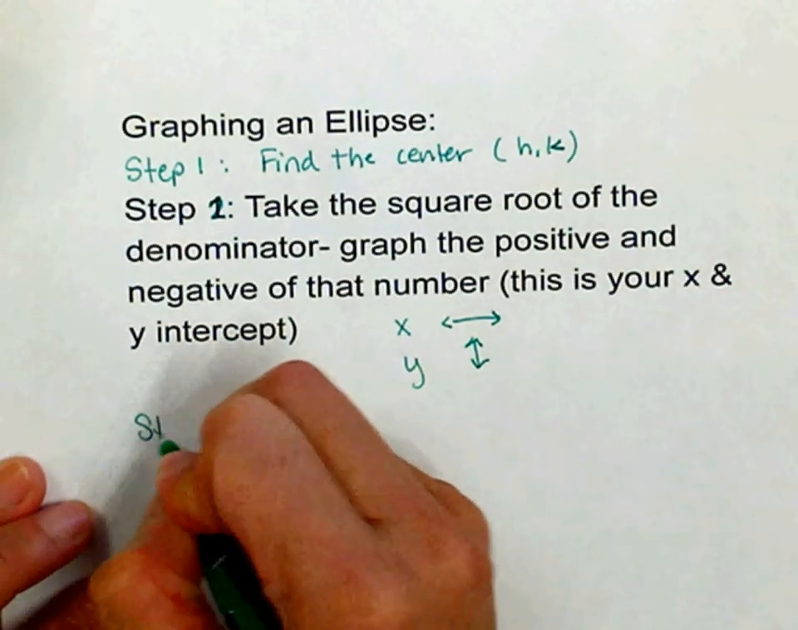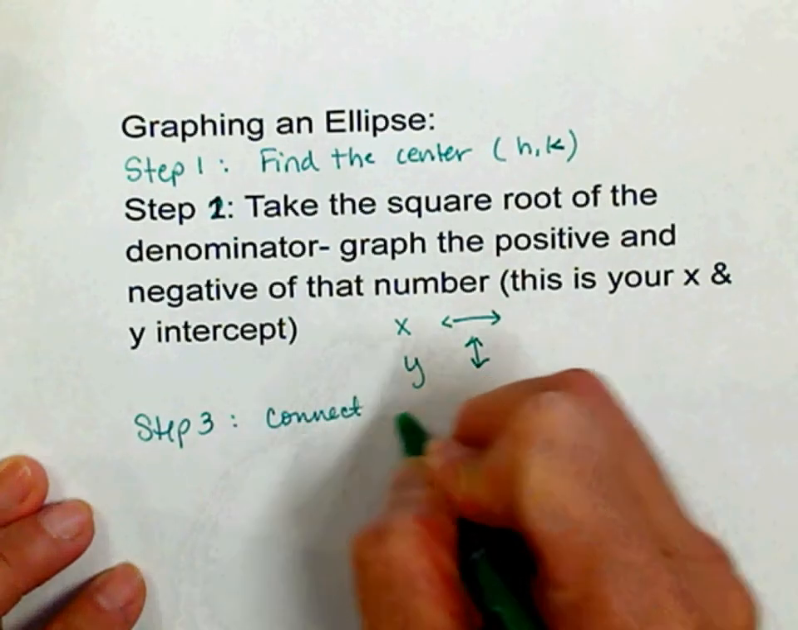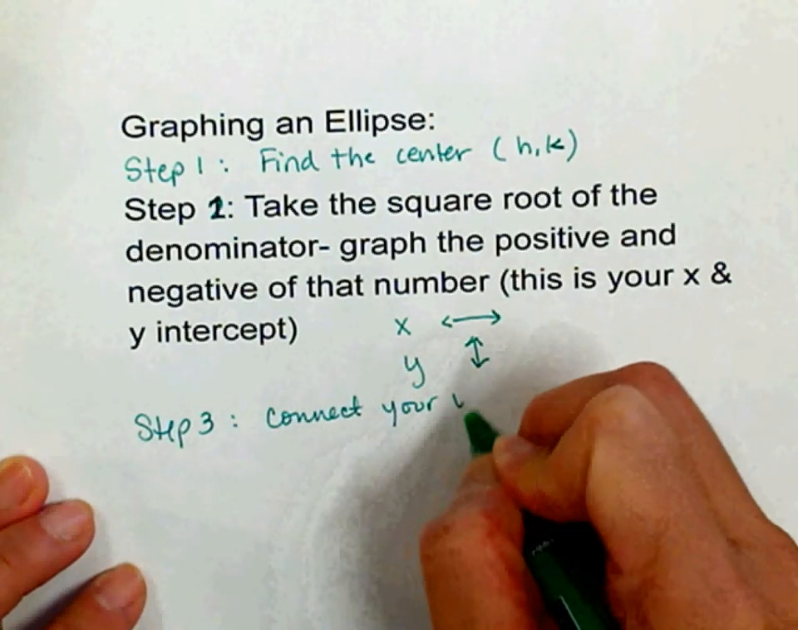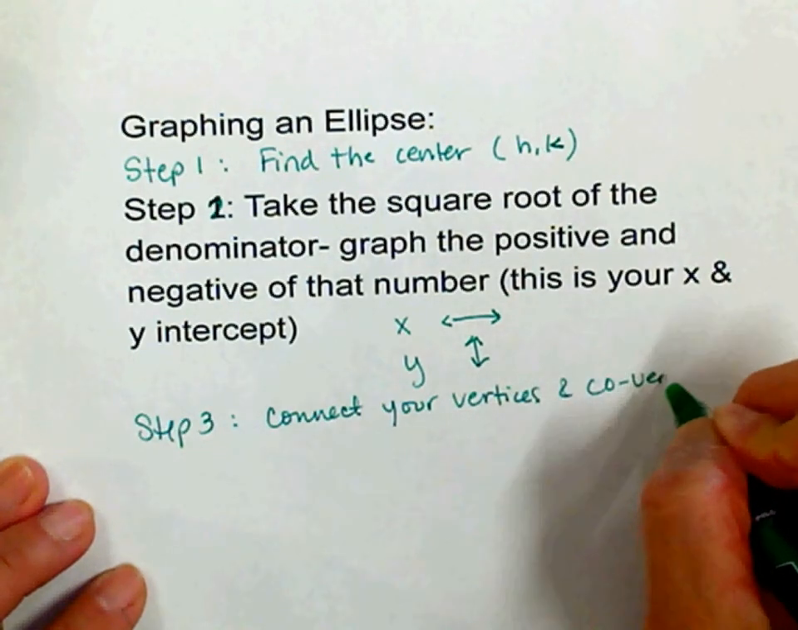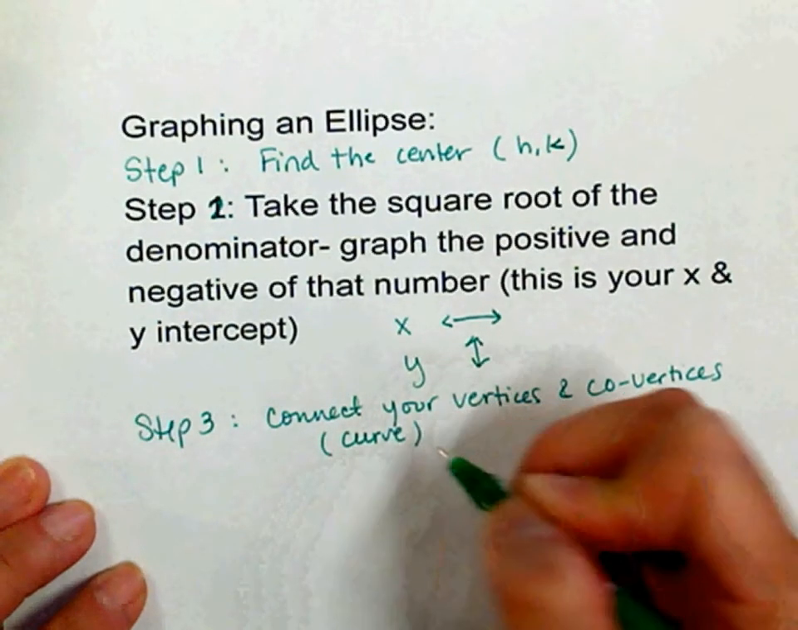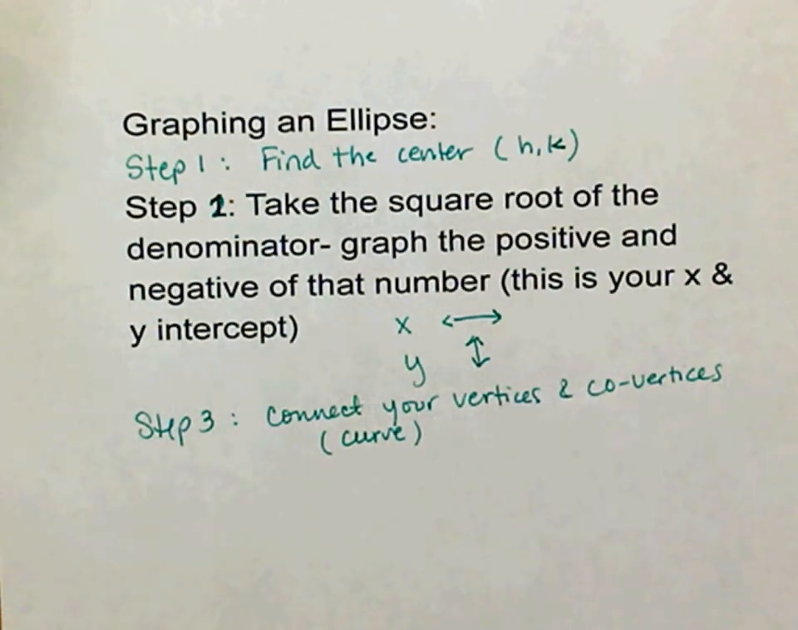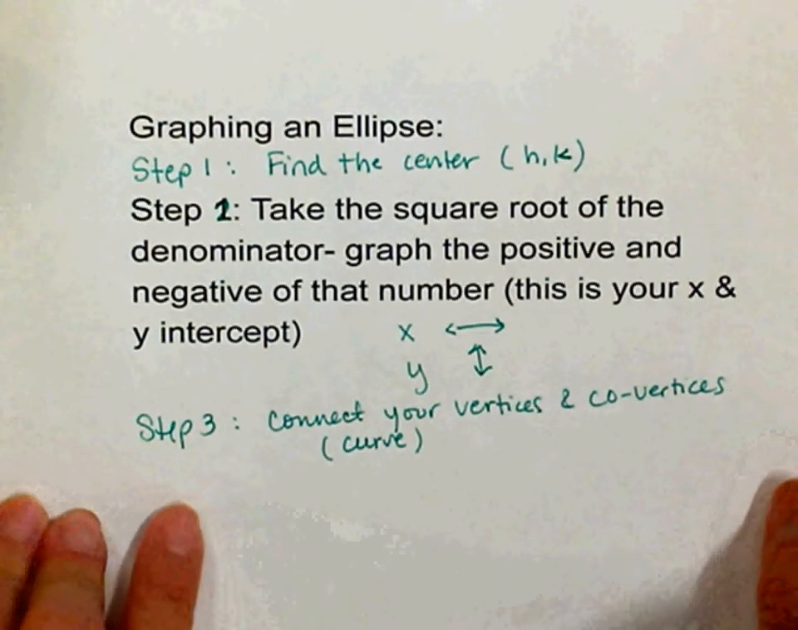Step 3, connect your vertices and co-vertices. Now, when you do this, kind of give it a curve, okay? Not an angle when you are connecting them. All right. And there you have that, okay?